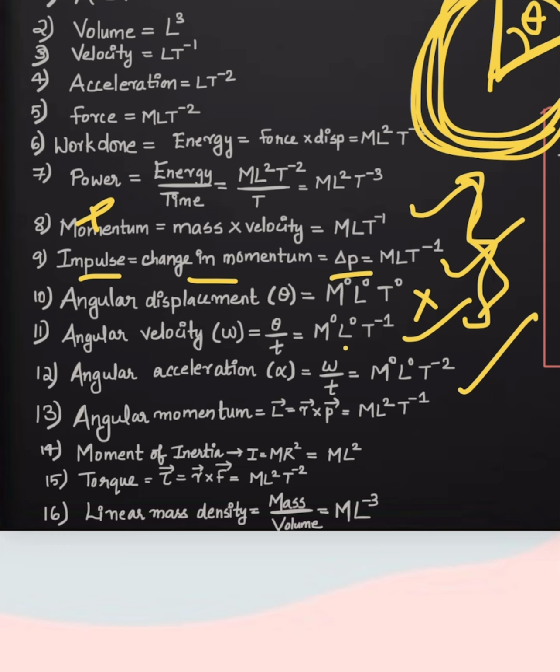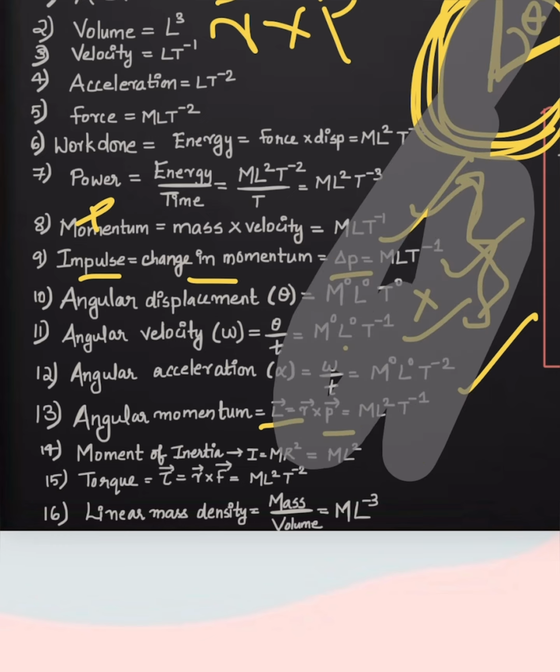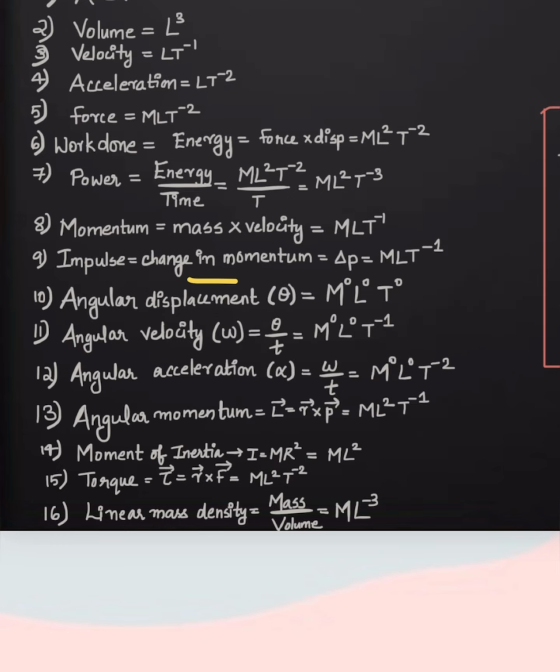Angular momentum is equal to L is equal to R cross P, that is R perpendicular distance into linear momentum. That is linear momentum, we already studied that, linear momentum MLT raised to minus 1. For linear momentum, MLT raised to minus 1 into L, that is into L is equal to ML square T raised to minus 1.